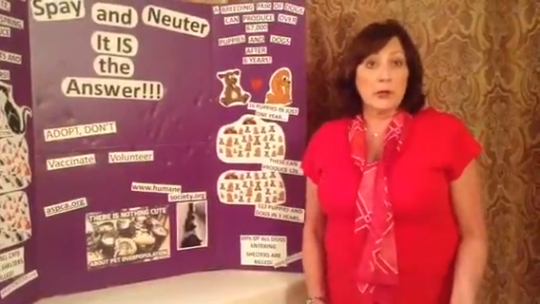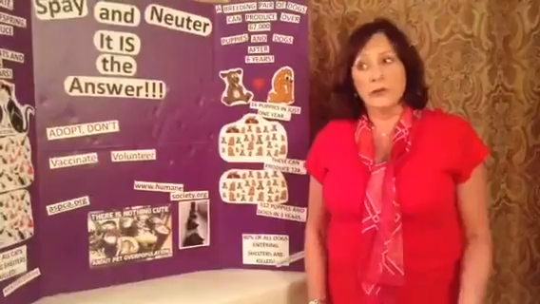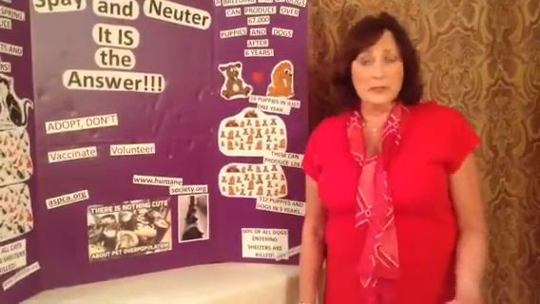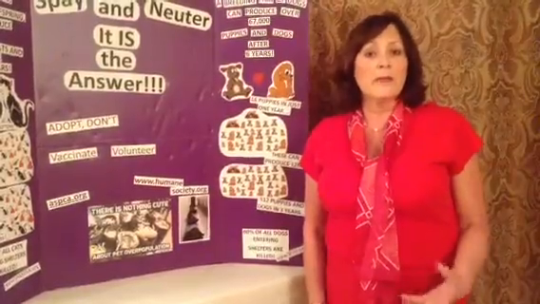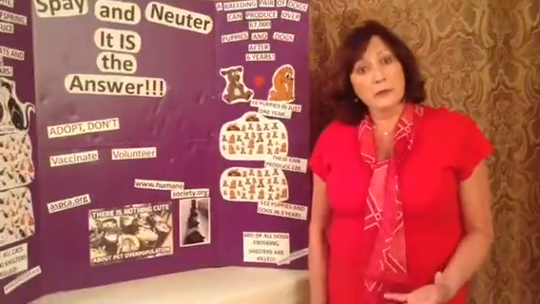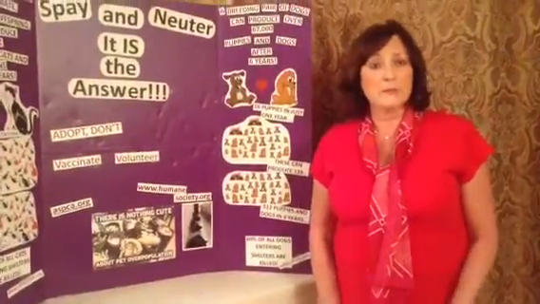So what is spaying and neutering? Spaying is a removal of uterus and ovaries of a female dog so she cannot have babies, kittens or puppies, and the removal of testicles of the male cat or dog so he cannot produce puppies or kittens.